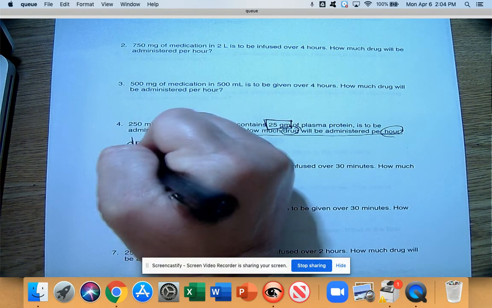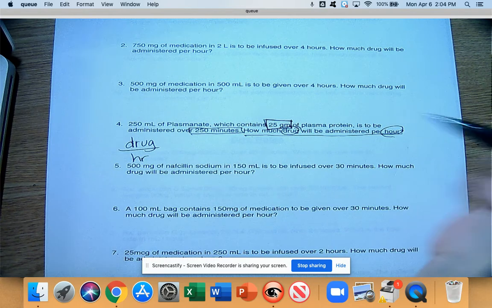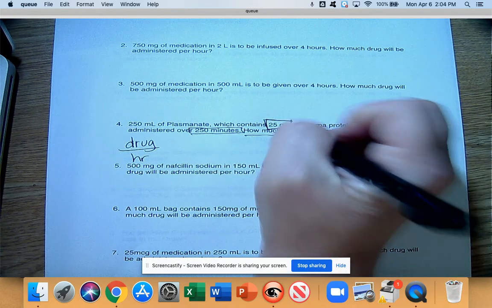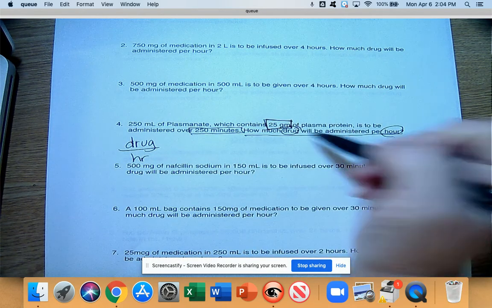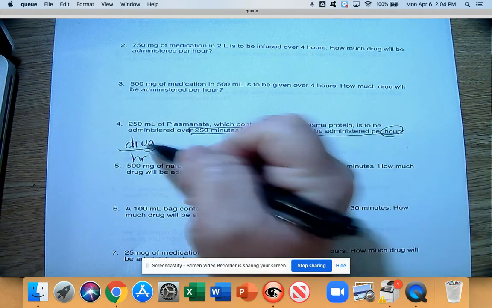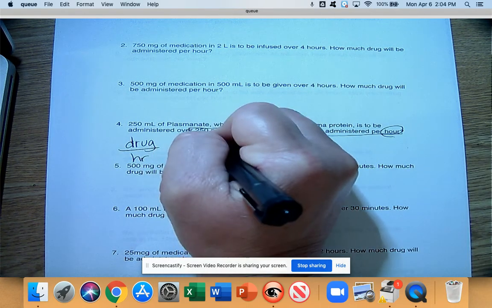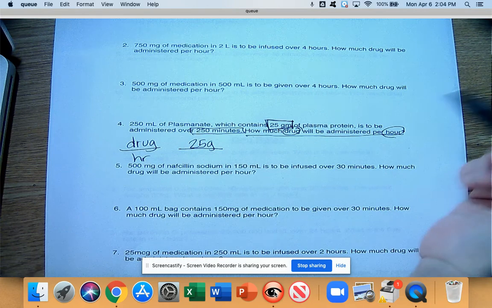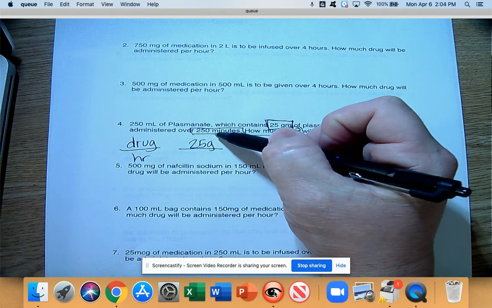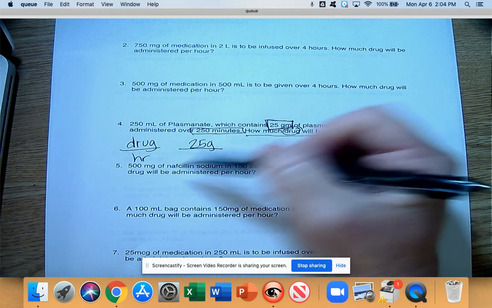So just be sure, I know some of you are having trouble dissecting these questions to figure out what formula to use or what to do. That's why I would suggest looking at your question first. How much drug will be administered per hour? So drug per hour. My drug is 25 grams, and that's okay. I can work in grams here. 25 grams, 250 minutes. However, I need to convert that to hours because we want to work drug per hour.